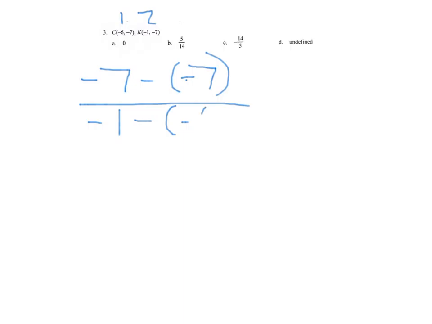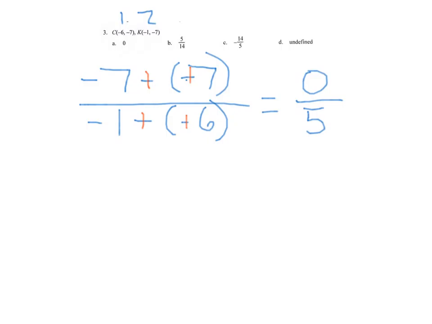Number 3, same way. So I've got 1 up here, 2 up here. So negative 7 minus negative 7 over negative 1 minus negative 6. I'm going to change the signs. And if I have 7 negatives, 7 positives, that gives me 0. 1 negative, 6 positives gives me 5.